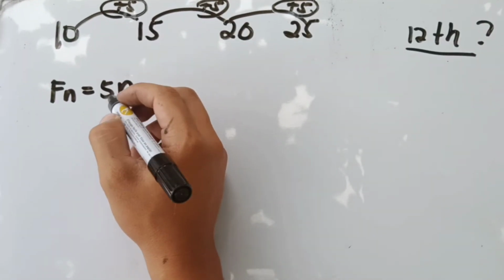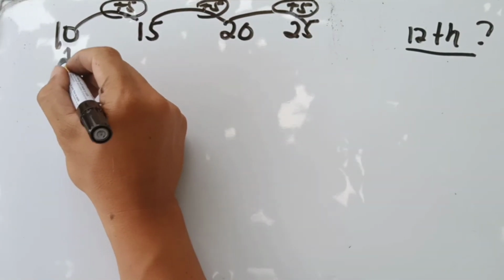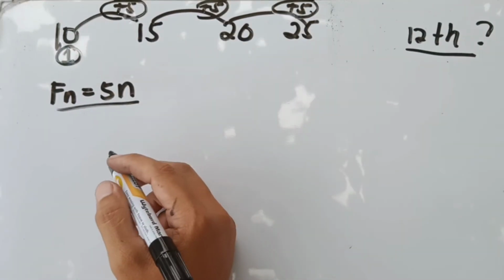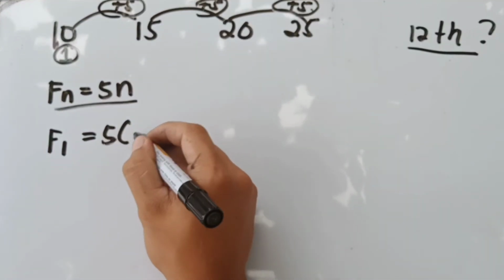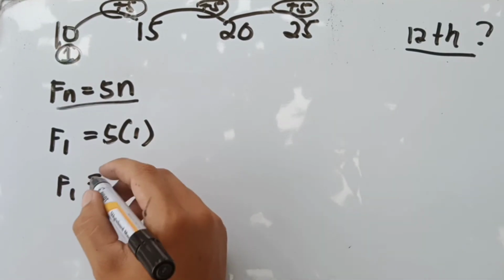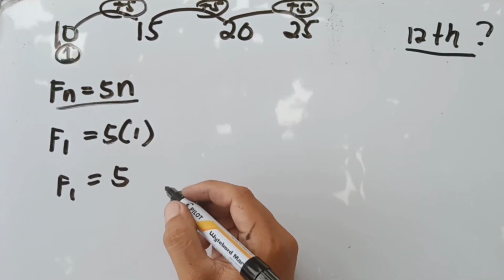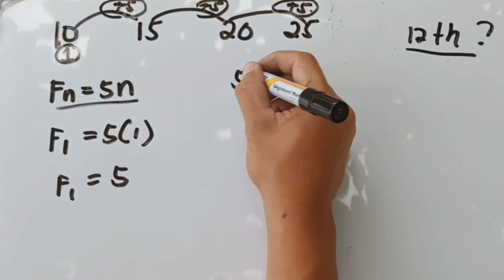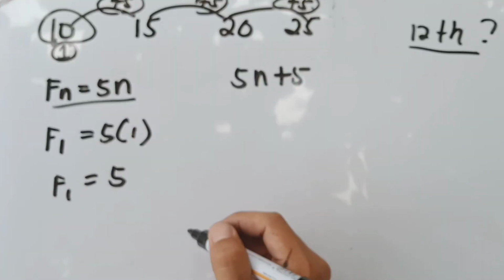Now, let us try to check if this rule will work. So we are going to check for the value of the first term. So we have f sub 1 equals 5 times 1. So the value for our f sub 1 using 5n is equal to 5. So we need to add 5 to 5n so that we can get the value of 10.